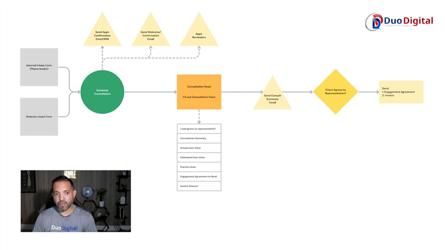I use diagrams. I personally, when I work with law firms, I like to draw diagrams because it helps paint the picture and it helps me kind of map everything out, right? But you can write this on paper. You can do it on a whiteboard. You can do it anywhere.